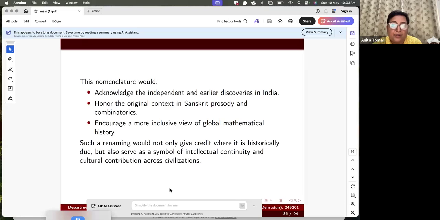So, this nomenclature would acknowledge the independent and earlier discoveries in India, honor the text's original context in Sanskrit prosody and combinatorics, and encourage a more inclusive view of global mathematical history. Such a renaming would not only give credit where it is historically due, but also serve as a symbol of intellectual continuity and cultural contribution across civilizations.